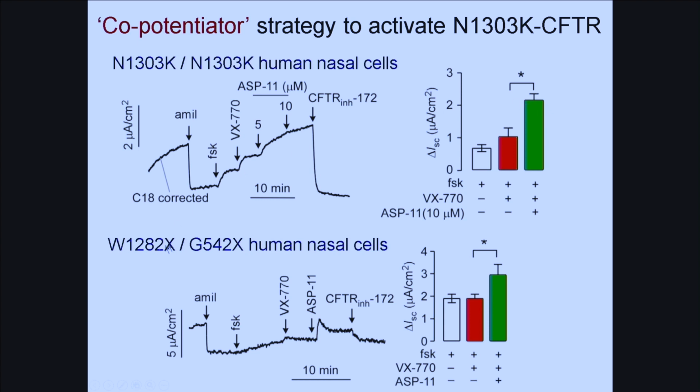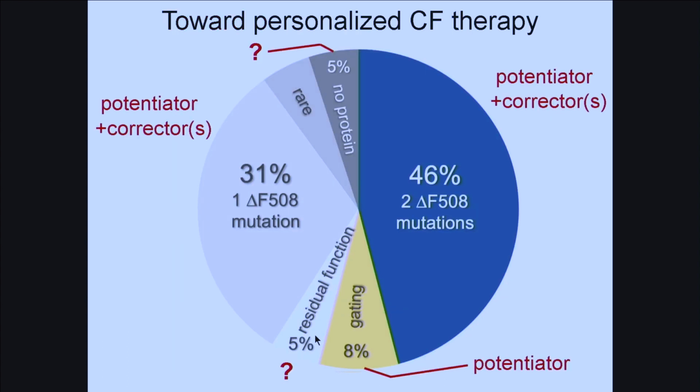Now, coming back to, as I promised, 1282X. We had one patient that's compound heterozygous for 1282X and G542X, the latter unable to produce any protein. And here we did see an effect of our co-potentiator. So we're very interested in obtaining more cells, and we're searching the world to obtain patients with suitable genotypes. So what about personalized medicine?